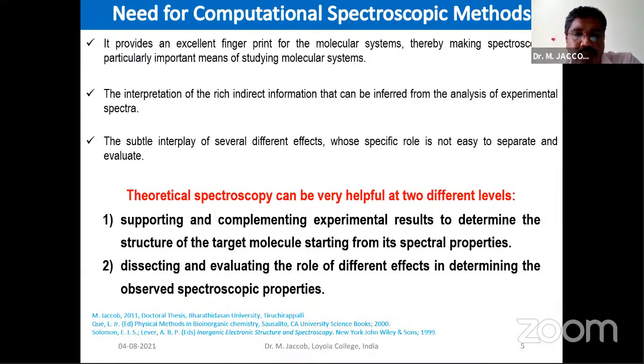The second one is dissecting and evaluating the role of different effects in determining the observed spectroscopic property. This is where we differ from experiment, where I can easily pinpoint which part of the molecule is responsible for a particular transition. That is dissecting and evaluating the role of the different units present in the molecule.